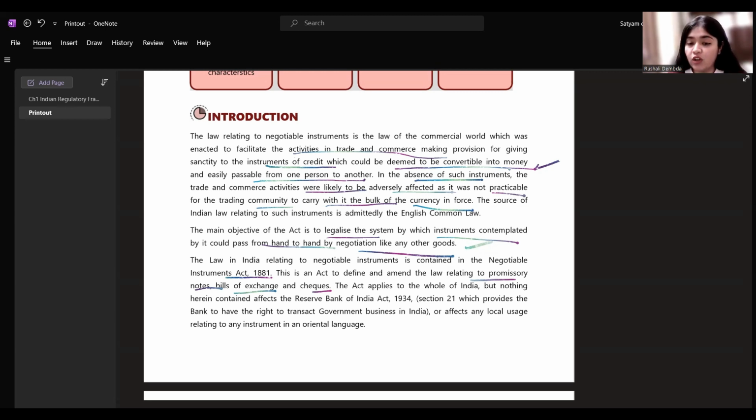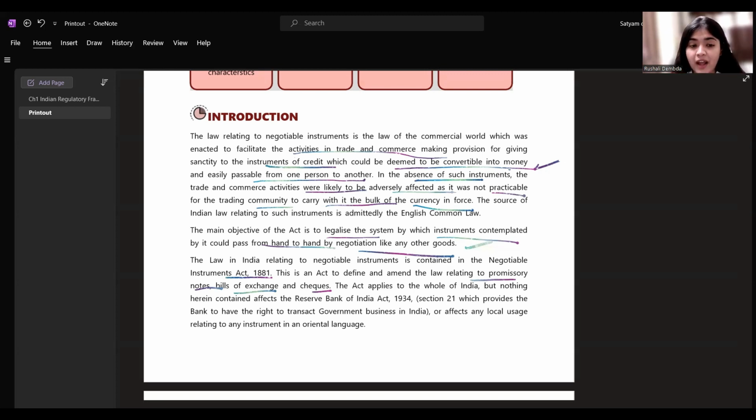The Act applies to the whole of India, but nothing herein contained affects the Reserve Bank of India Act 1934. It is applying to the whole of India. The entire country is subject to the Negotiable Instruments Act 1881. But whatever provisions are there in the RBI Act 1934, they won't be affected by it. They do not get affected by the provisions of the Negotiable Instruments Act 1881, right?